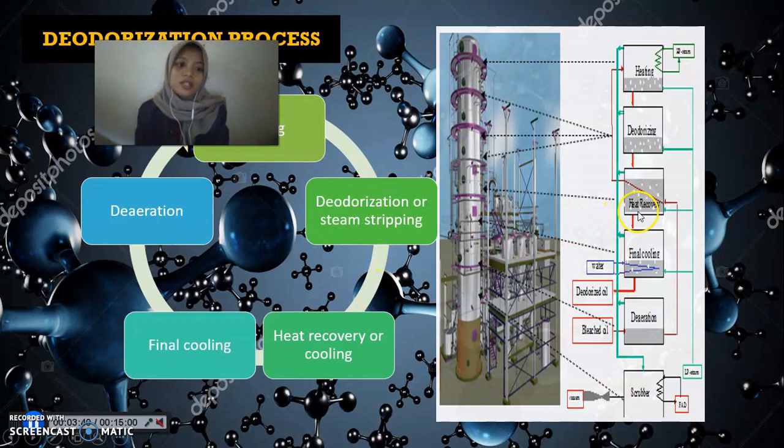Next is heat recovery, and next is final cooling, where we use water. The last process we use is deaeration. Deaeration is the process used when we want to remove oxygen and other dissolved gases. So why do we undergo this process? We want to make sure that no oxidation occurs during this process.